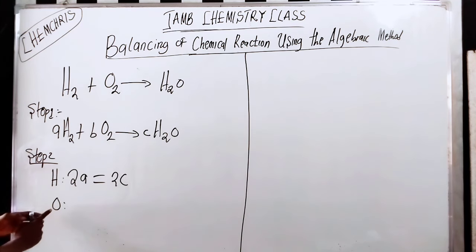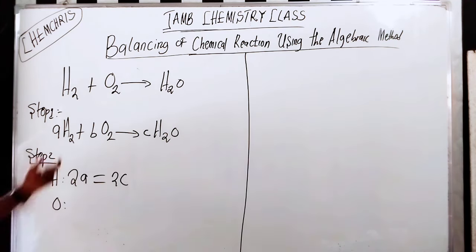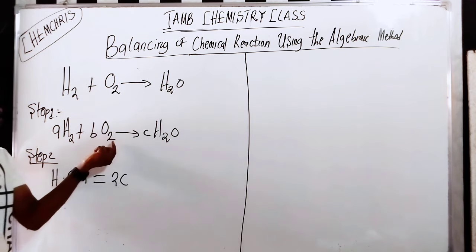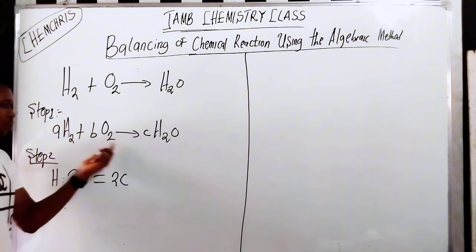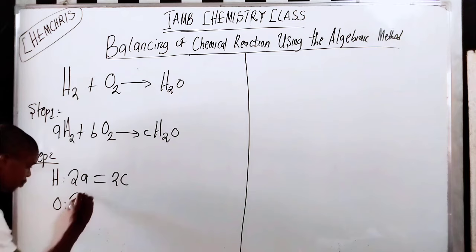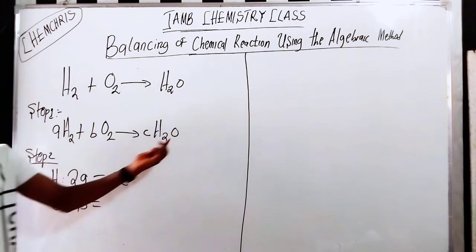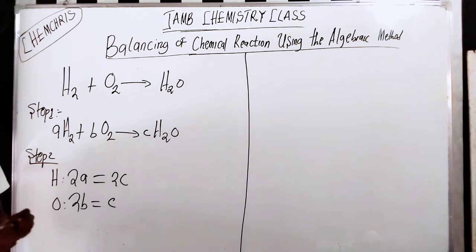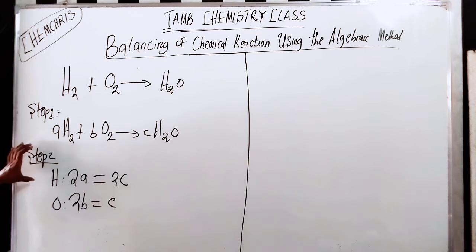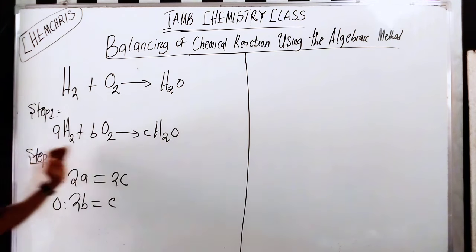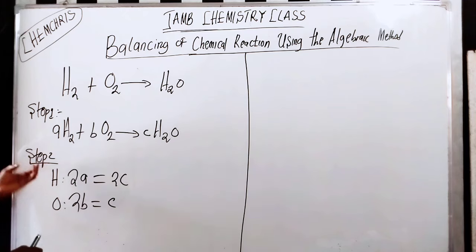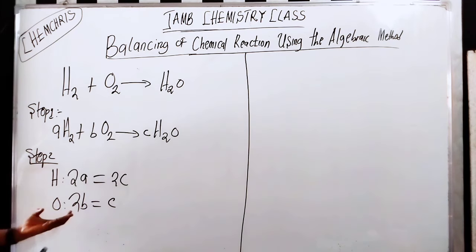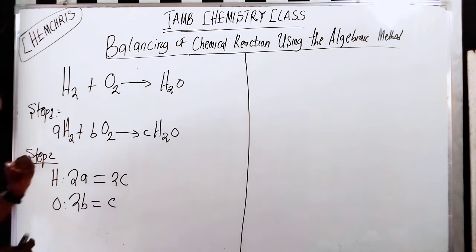The next one is oxygen. How many oxygen do you have here? Here we have 2 oxygen. 2 times b is 2b, equals the product side. How many oxygen do you have here? 1. 1 times c is c. Can you see that? So that was step two. Step one is assign alphabets to all the species. Step two is write an equation for each of the elements. Do you understand?